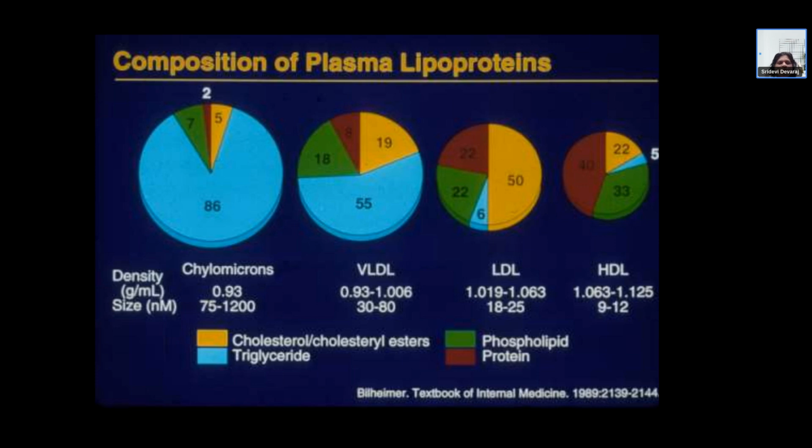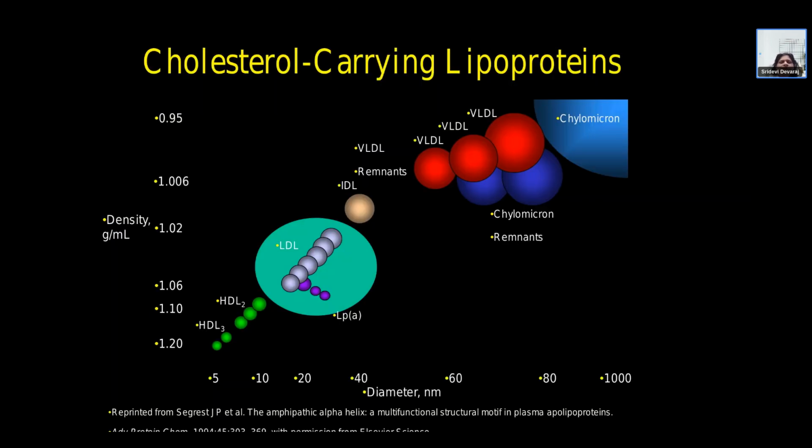And this yellow portion is the triglyceride. So chylomicron has a lot of triglyceride, as does VLDL, but LDL is your major cholesterol carrying lipoprotein. When you look at it in terms of density, you can separate it into chylomicrons, chylomicron remnants, VLDL, VLDL remnants, IDL, LDL and LP little a, and HDL lipoprotein fractions.